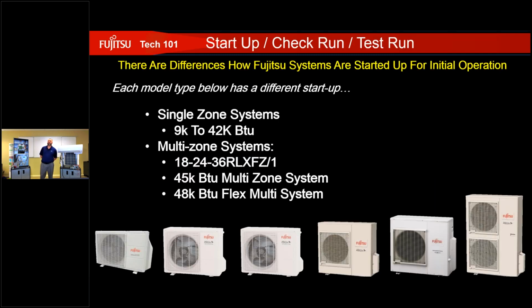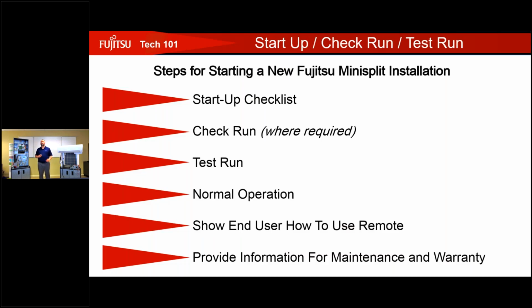All right, so getting to startup, check run, test run. There are going to be differences depending on which units you're installing. Single zone, multi-zone, 9,000 BTU all the way up to 42,000 BTU systems. Everything's going to be different. Obviously follow the instruction manual, but when it comes to a startup checklist, that's kind of your own way of doing things.